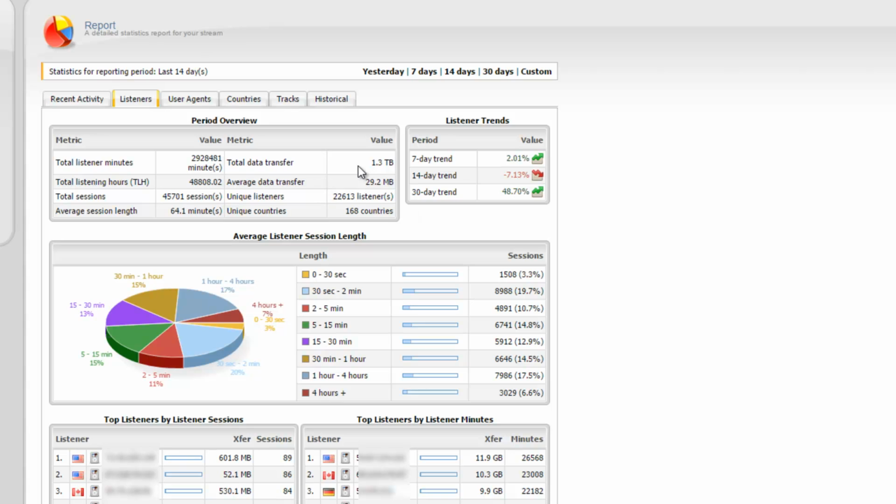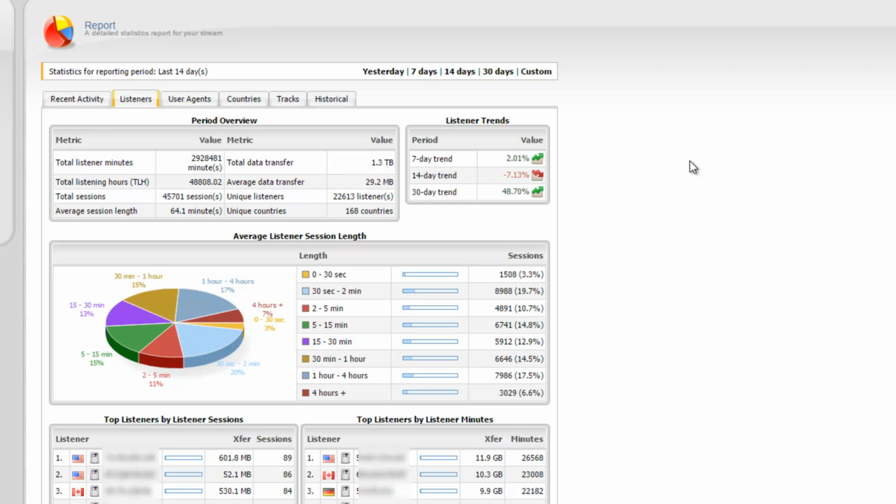Total data transfer. Now, some places charge you based on bandwidth. This control panel isn't just limited to us; it's anybody who uses Centova. But you're going to see that 1.3 terabytes of bandwidth has been used in the last 14 days. A lot of places offer you unlimited streaming, however you're limited to maybe 100 gigs of bandwidth a month.